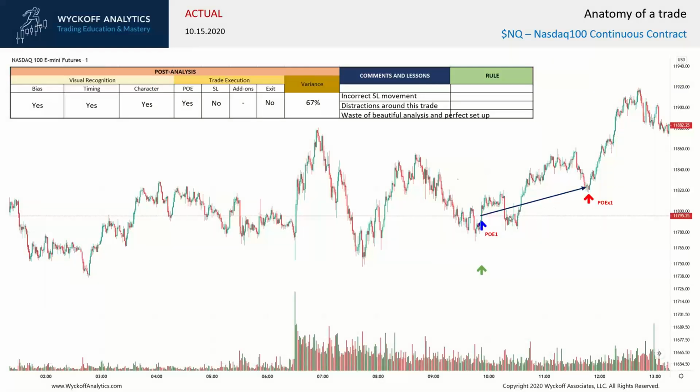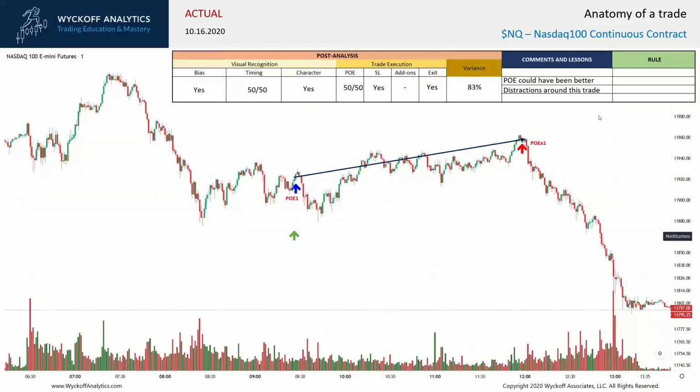All right, well, let's go to the next trade. So we are going day by day. So this was on the 15th. For those of you who are day traders, you recognize the structure. And by the way, we didn't go through the post analysis. So the bias is yes, timing is yes, character is yes, point of entry is yes, stop loss movement, no, and exit, no, so 67%. All right, well, let's hope that the next trade is going to be better.